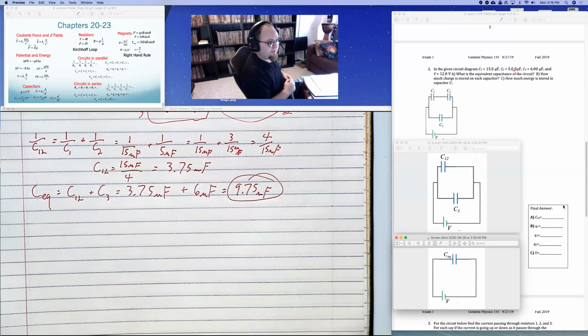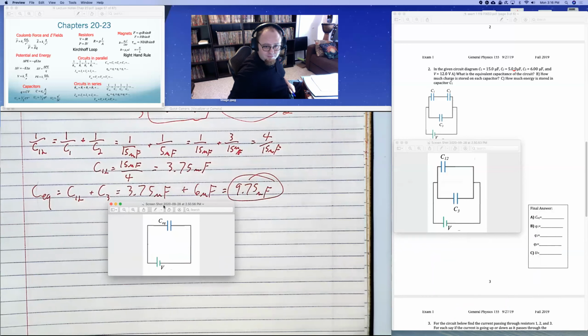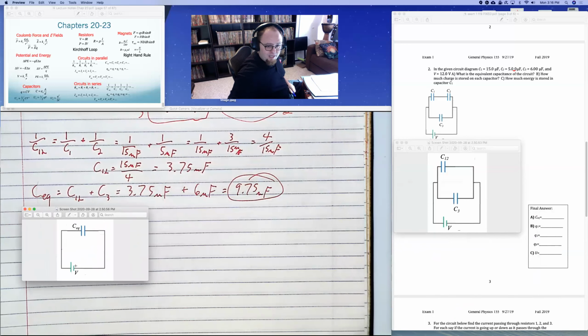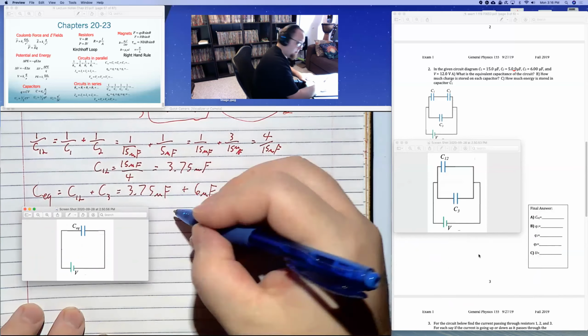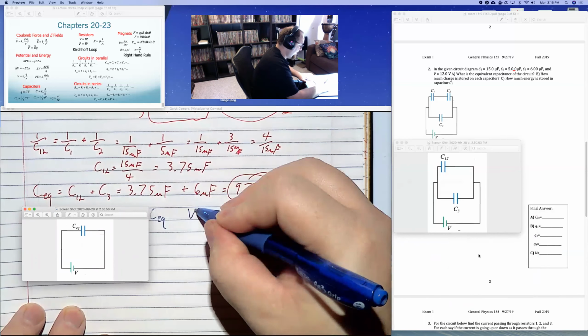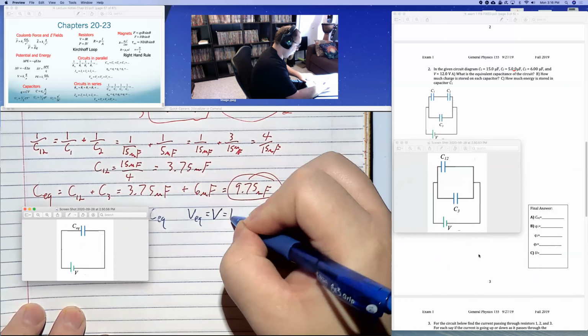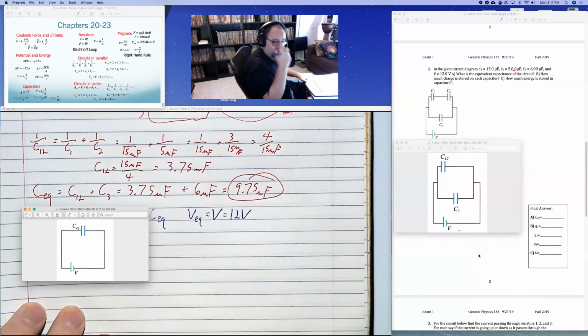Okay, part B. How much charge is on each capacitor? Well, here's what I know. I should have given myself more space so I could work my way up better. I know if I look at just this bottom picture, if I look at just this guy, and I'll move it over here for a second, this C equivalent has a voltage of V equivalent, which is the voltage of the battery at 12 volts. Because if that's the only thing in the circuit, that's the voltage it gets. You can just argue that with a Kirchhoff loop.